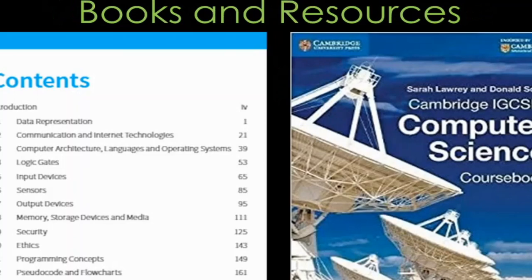We will continue with the same book that we are already using. The book is written by Sarah Lawrey and Donald Scott. It's endorsed by the University of Cambridge, and we will continue with the same book. The chapters that we will cover, we will start again from the chapters that you have not covered last year, and we will continue the remaining chapters. The sequence of chapters that we will cover, I will show you in the next slide.